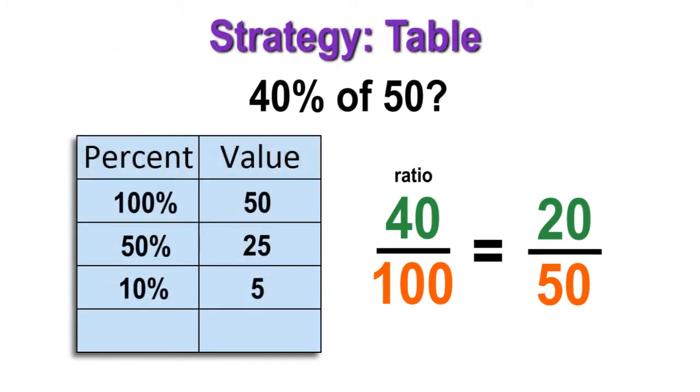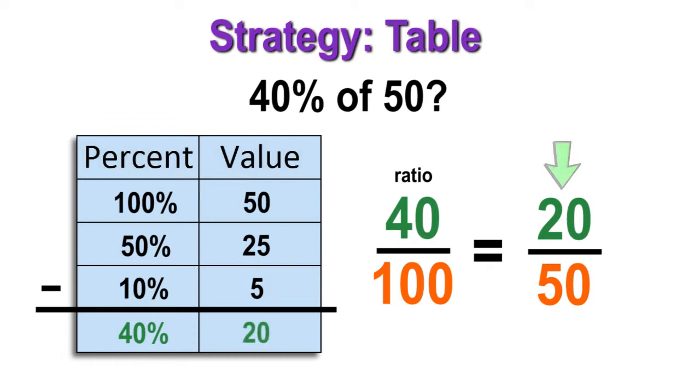Another strategy to show that 40% of 50 is 20 is by using a table. The table is labeled percent and value. 100% of 50 is 50. Dividing both numbers by 2, 50% of 50 is 25. Dividing both of those numbers by 5, 10% of 50 is 5. We can use subtraction at this point. 50% minus 10% is 40%, and the value shows that 25 minus 5 is 20. Again, 40% of 50 is 20.